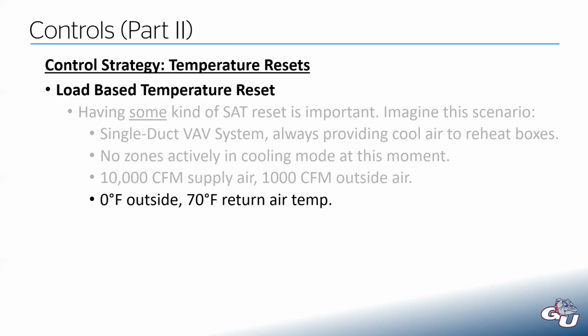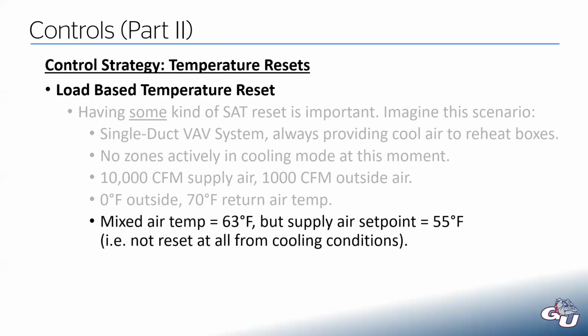So knowing those conditions, how much supply air, how much of that is outside air, what is our outside air temperature, and what's our return air temperature coming back into the unit, we can figure out the mixed air temperature. If we mix in 1,000 CFM of 0 degree air with 9,000 CFM of 70 degree air, we have a mixed air temperature of 63 degrees.